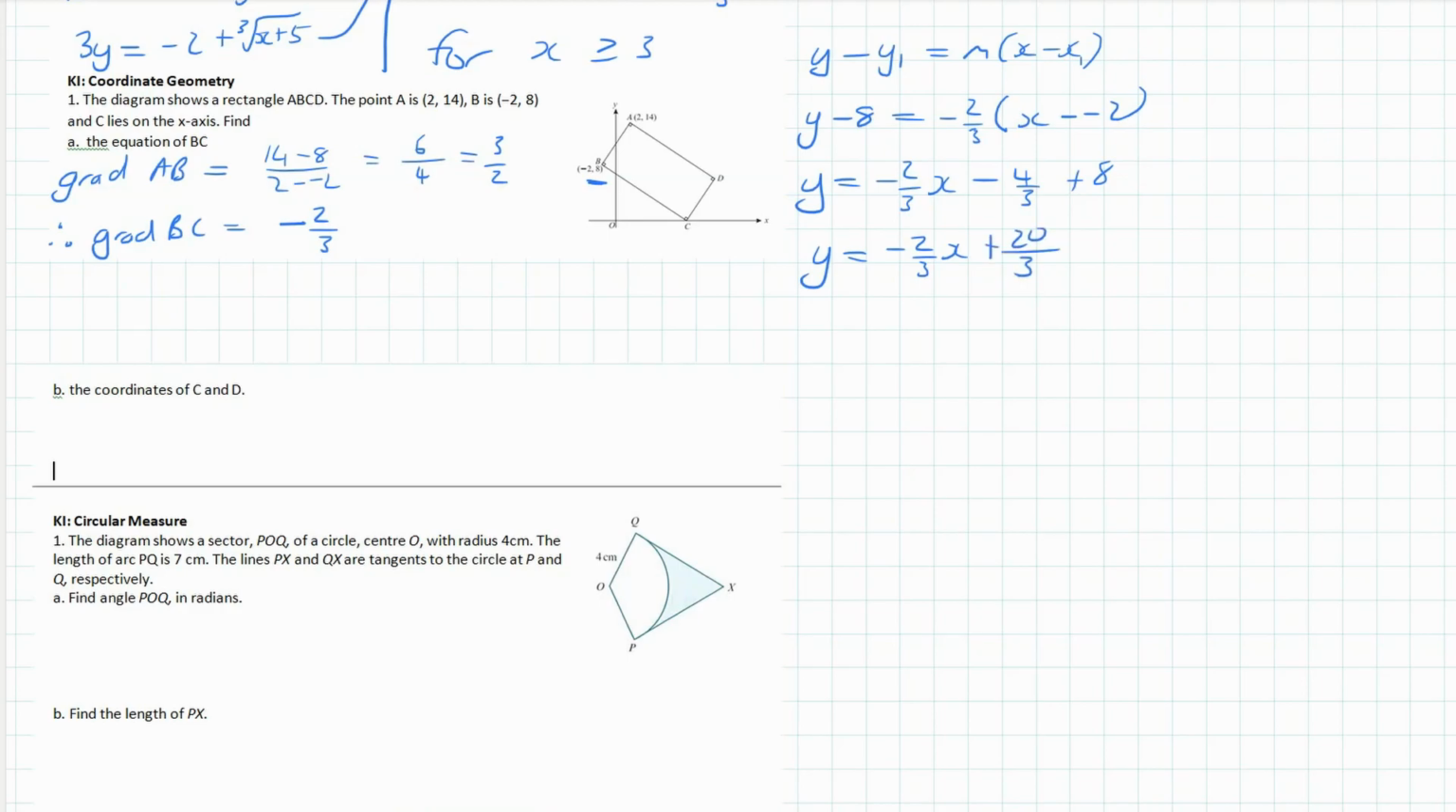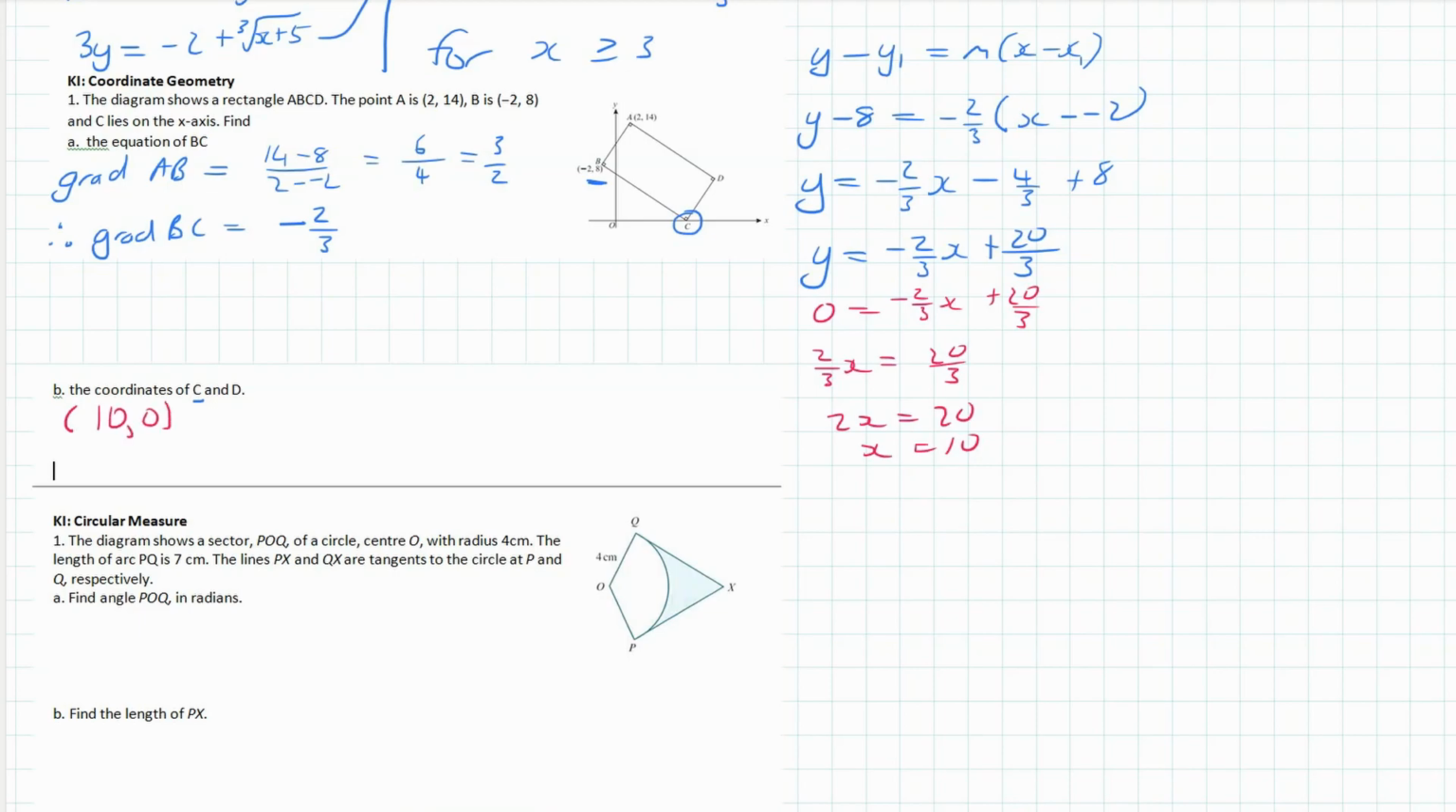Okay, now the coordinates of C and D. Well, C's easy because this occurs when y is equal to 0. So all you need to do is take the equation of the line that we just found and say 0 is equal to negative 2/3 x plus 20 over 3. Then you can go 2/3 x equals 20 over 3, and 2x therefore equals 20, and then x equals 10. So coordinates of C are 10, 0.